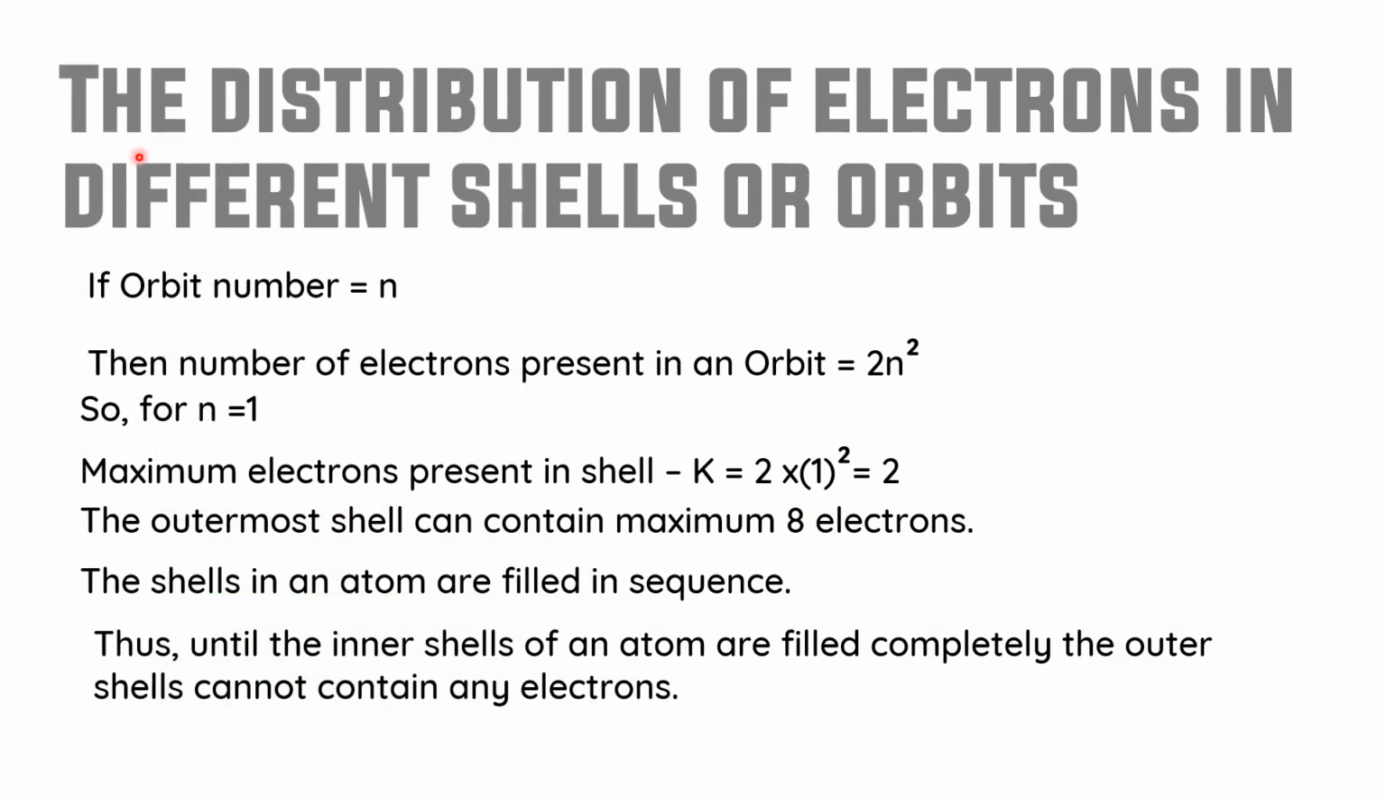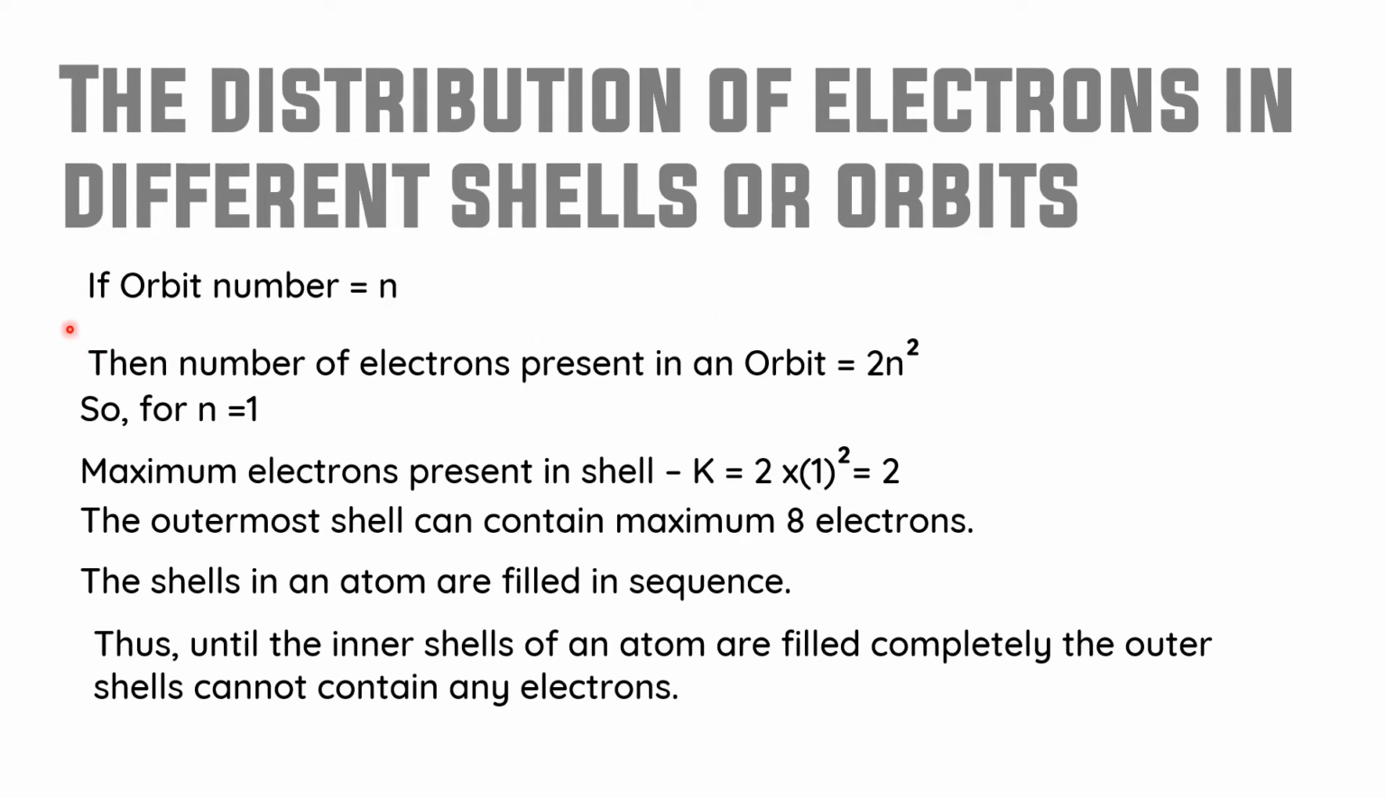Next is very, very important. The distribution of electrons in different shells or orbits. Another word for this is electronic configuration. So all of you listen carefully. The distribution of electrons in different shells or orbits is called electronic configuration. The distribution of electrons into different orbits of an atom was suggested by Niels Bohr and another scientist, Bury. So Bohr and Bury.